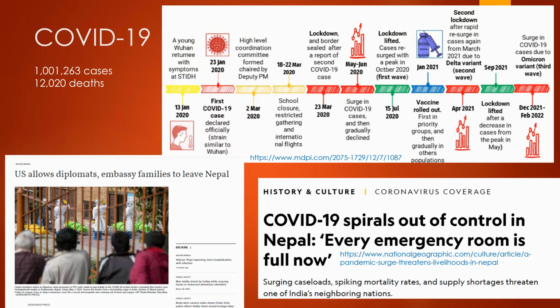And then COVID struck, as you know. We had the first case returning from Wuhan, China. There are a lot of Nepali students that go to China to study, and America and Australia. This young student returned from Wuhan and tested positive on 13 January 2020. And from there on, we just went bad and bad and bad. Then we had a lockdown for 4 months, then another lockdown afterwards.